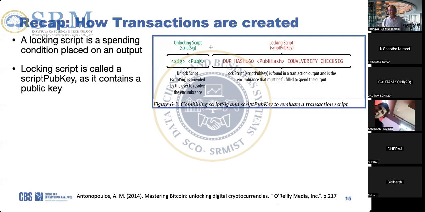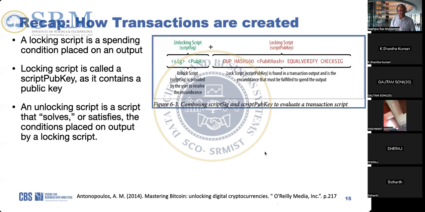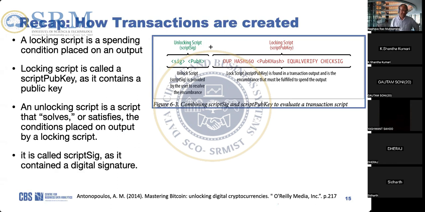Which is nothing but trying to satisfy the conditions specified by the locking script, right? So the unlocking script tries to solve or satisfy the conditions placed on the locking script, and if both tally, then the transaction is valid, right? So it is called the script signature and script public key. We have seen all these things beforehand.